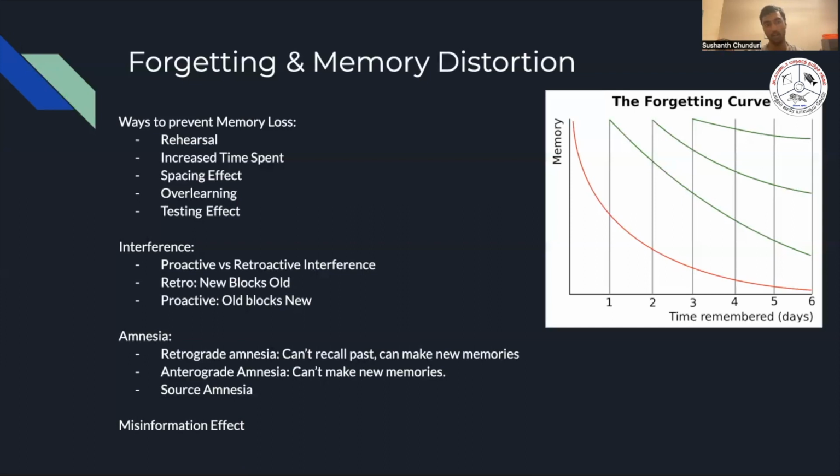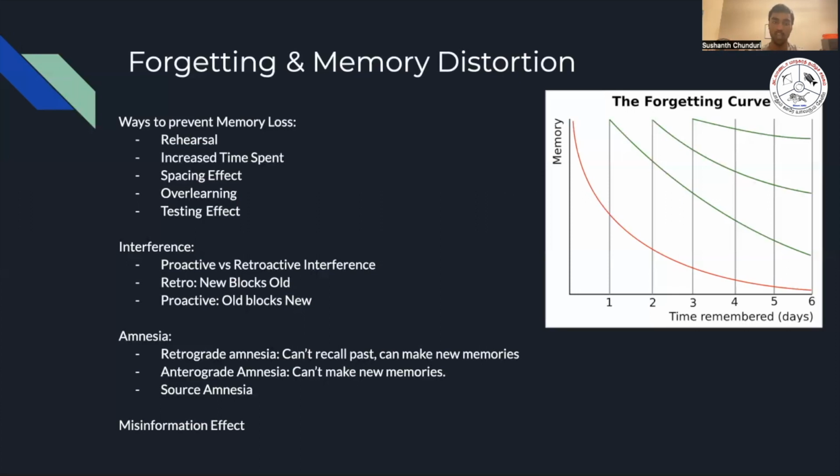Amnesia is just memory loss, but usually amnesia comes when you're struggling, like you're in a traumatic accident or something like that, and you can't remember. Retrograde amnesia is when you can't recall the past, but you can make new memories. Whereas anterograde amnesia is when you can't make new memories, but you can recall the past.